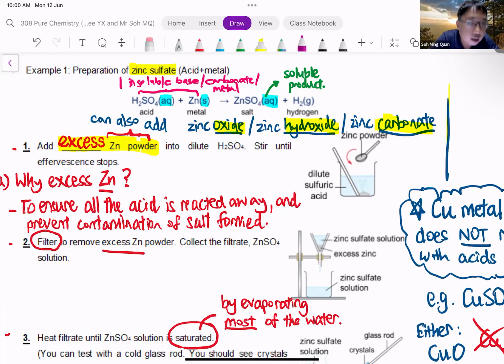All right. Now, because we added excess solid, the next step is to filter to remove the excess solid and we collect the filtrate. Like I mentioned just now, whenever it's filtration, you need to mention whether you are collecting the residue or the filtrate. In this case, the salt that you want is soluble. It dissolves, therefore it's in the solution, so collect the filtrate.